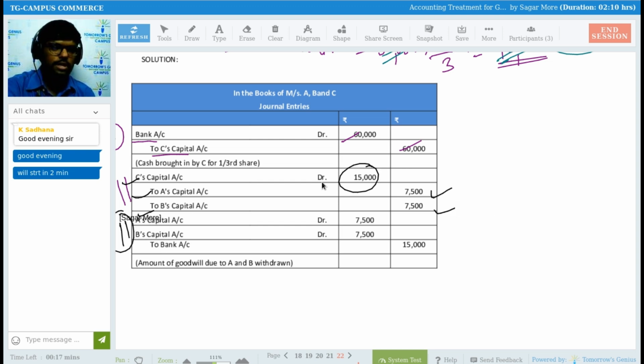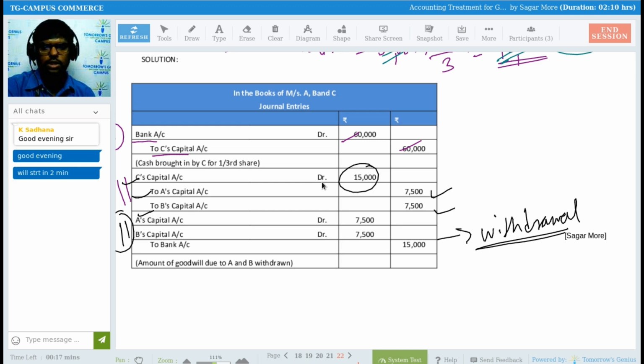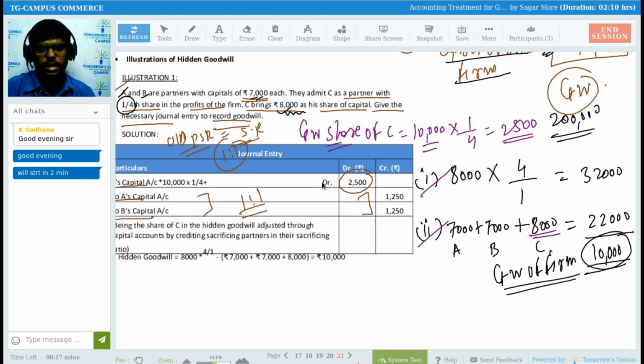They have passed an entry for withdrawal also, but it is not mentioned in the question, right? If it is not mentioned in the question, there is no need to pass the journal entry, but they have passed a journal entry for withdrawal also. And the withdrawal entry is nothing but, yes. But sir, there are necessary entries. Yes, they have mentioned necessary journal entries.